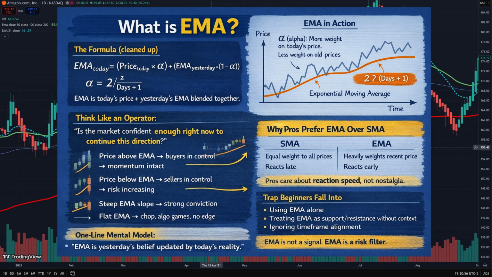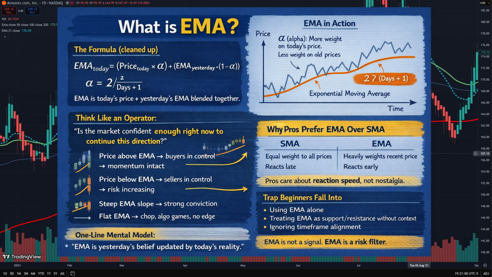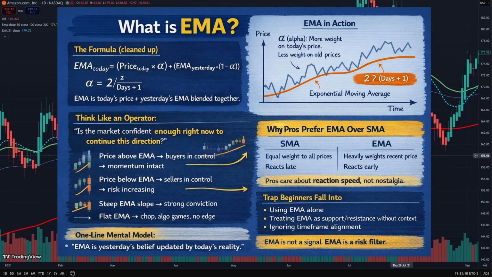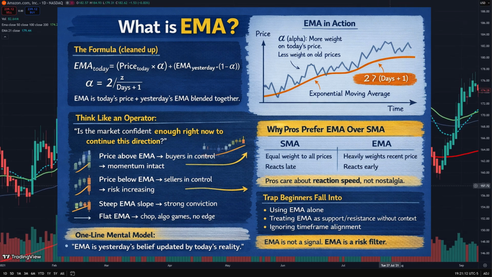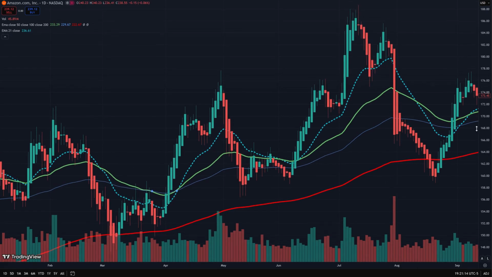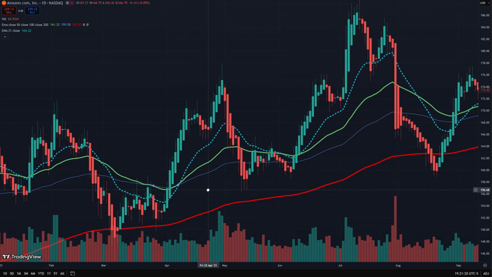Formally, the EMA is a recursive function in which today's value is derived from yesterday's EMA and today's price, adjusted by a smoothing factor related to the chosen lookback period. However, from a market behavior perspective, the EMA is best understood not as a formula, but as a dynamic reference point for collective market behavior. Put simply, an EMA is a way of showing where price has been spending most of its time recently.